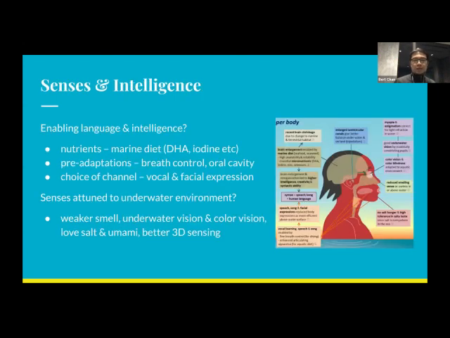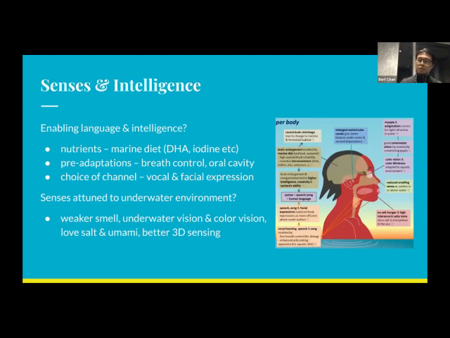On the other hand, our aquatic diet may be an enabling factor for the evolution of intelligence and language. Like the marine diet full of DHA and iodine, etc., may provide the nutrients for a bigger brain. And the breath control and the oral cavity may be pre-adaptation to speech.